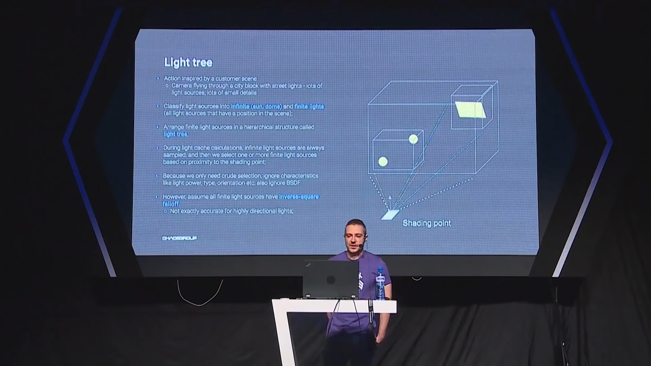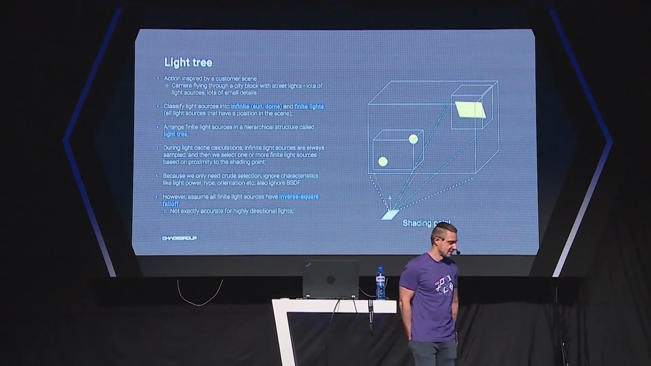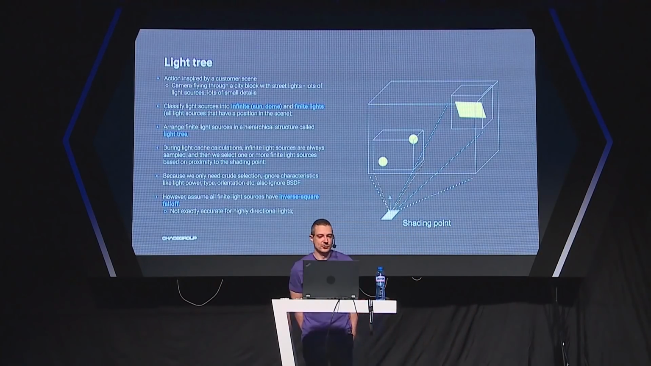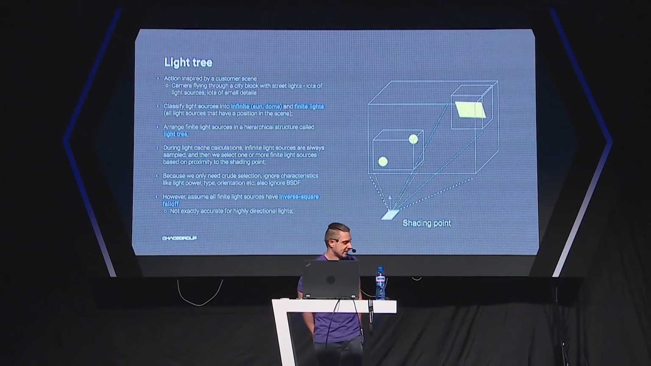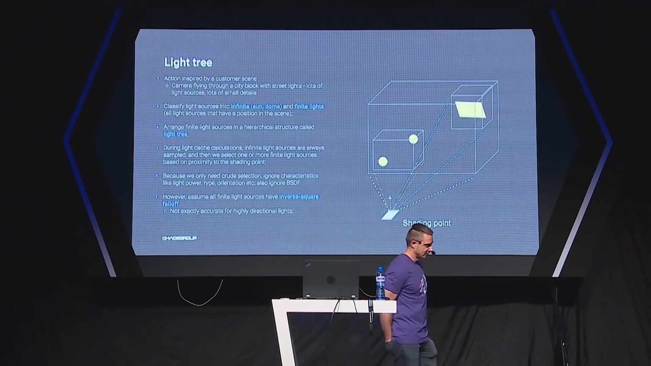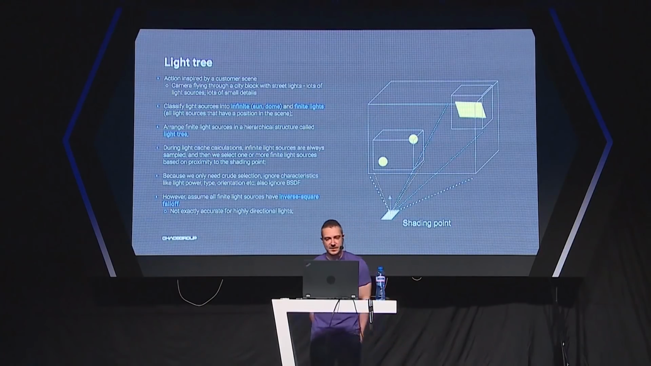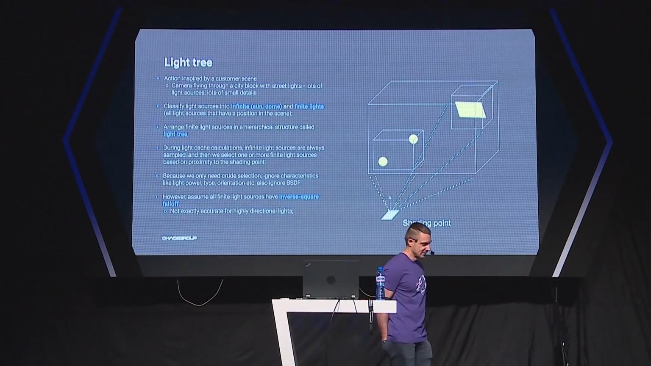And for every shading point, we go through all the infinite light sources and sample them, because they are usually just a couple. There's usually just one sunlight or one dome light in the scene, or maybe 1 or 2, but they're just a small number, so we can afford to evaluate all of those infinite light sources. And for all the other lights, we traverse this binary tree, trying to estimate how much each branch of this tree contributes to the shading point.